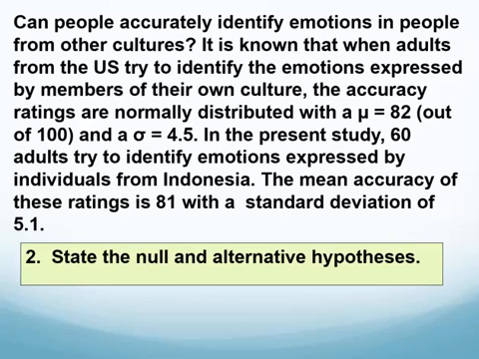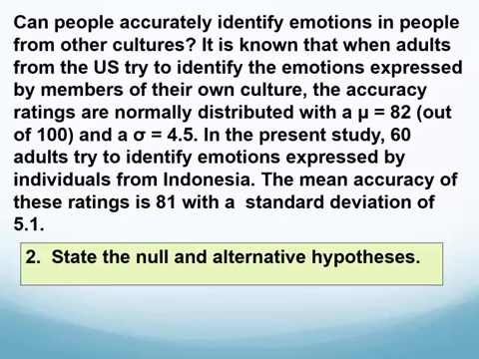So the first thing we need to do is identify whether or not this is a one or a two-tailed test. So let's see, is there any directional prediction in this scenario here? Can people accurately identify emotions of people from other cultures? When U.S. adults try to do it, the accuracy ratings are so and so. In the present study, adults try to identify emotions expressed, and so on. So there's no directional prediction in this particular scenario, so we should assume that it's a two-tailed test.